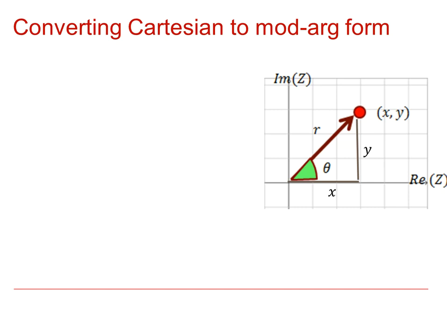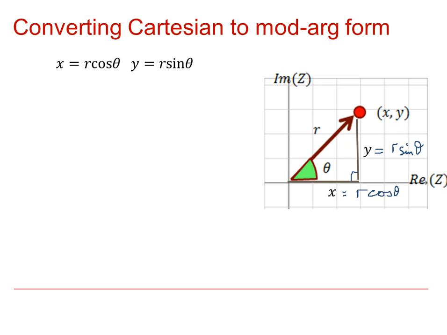If we now consider this diagram again, we can convert from rectangular Cartesian form to modulus and argument form by seeing what the relationship is between y and x and r and theta. So from the diagram, little right angled triangle there, we can see that y will be equal to r multiplied by sine theta, being the opposite side of the triangle, and x will be r multiplied by cosine theta.